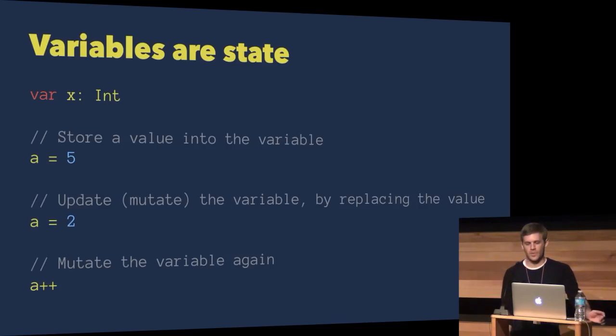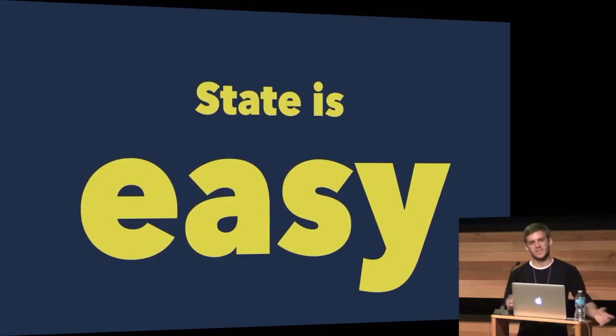Variables are one example. It's pretty straightforward, right? You have a variable, you can assign stuff to it, you can mutate it by adding or giving it a new value, whatever it may be. All of this is changing the variable in place. You can think of it as a box and you change the thing inside the box. And this is easy, right? This is familiar, approachable. This is how we learned to program, so it comes naturally to us.